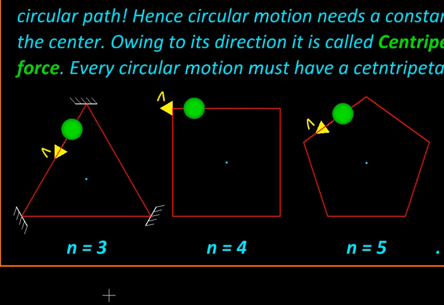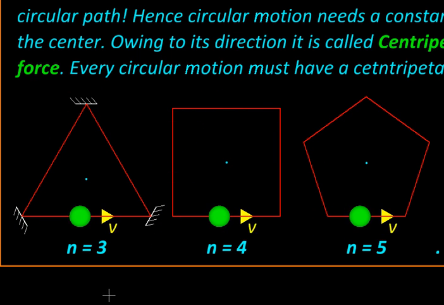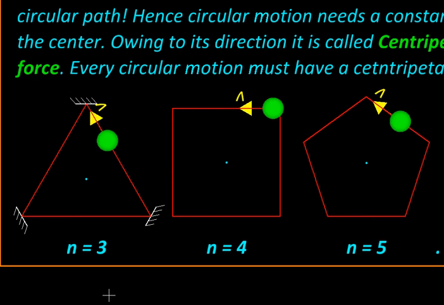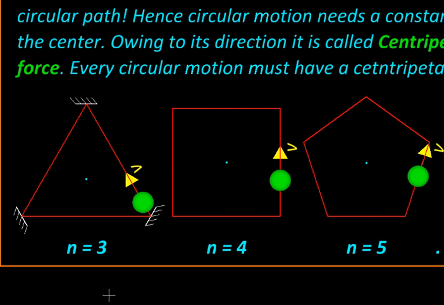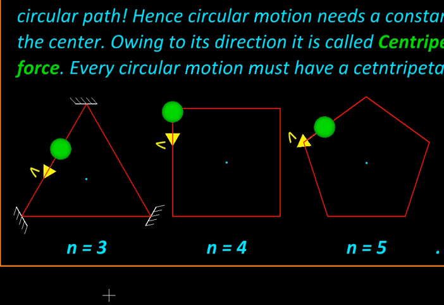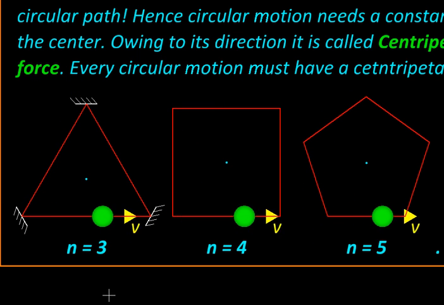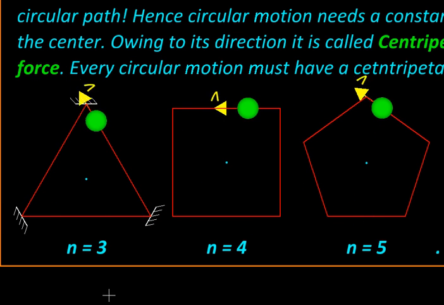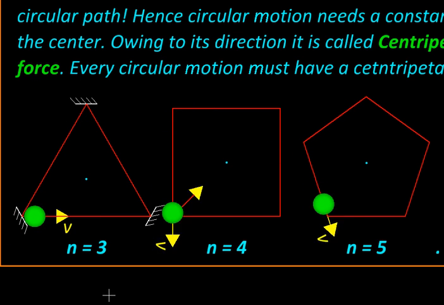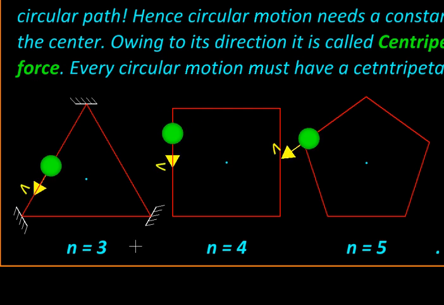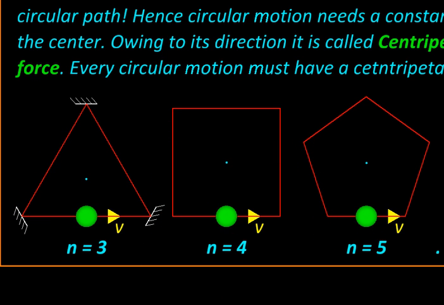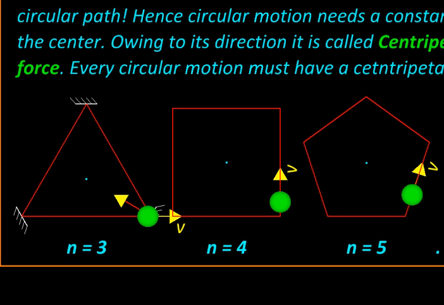So the body is most of the time moving along a straight line, but then it hits an obstacle. A force momentarily acts on it, changes its course, and then it is again set on a straight line motion. So to change the direction of motion, we need a force. And if you notice here, that force is acting towards the center, like this.